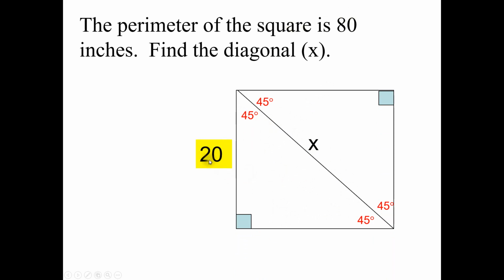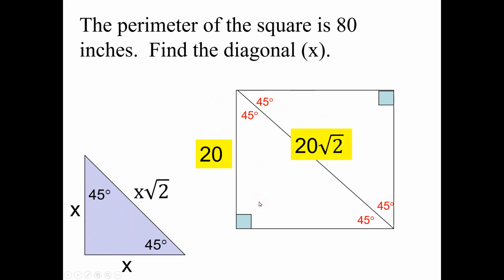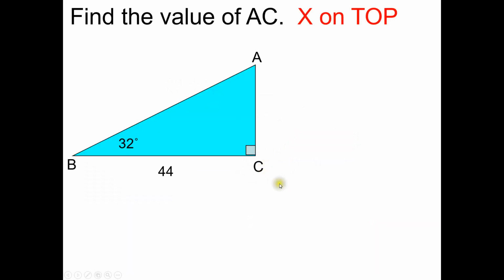20 is a side because we divided by 4 to get one of the sides, because all of them are the same size. And then if we want the diagonal, we are getting bigger, so we multiply by radical 2 and we get 20 radical 2. Okay, so that's the diagonal. If we'd been going backwards to get this one, we'd divide by radical 2. Okay, so 32 degrees. Weird number.